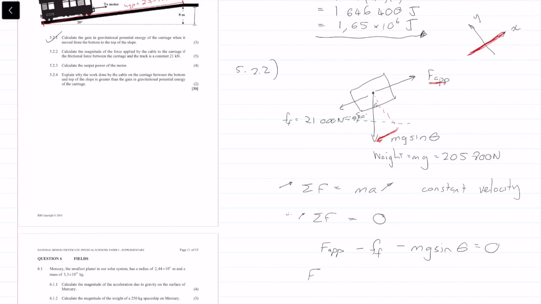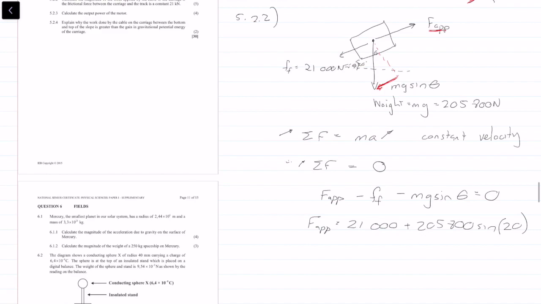So I'm going to say that the force applied is equal to 21,000 plus 205,800 times the sine of our angle, which is 20, and so our force applied is given as 91,387.75 newtons, because it's a force. Cool stuff. So not too difficult, and that is our final answer.